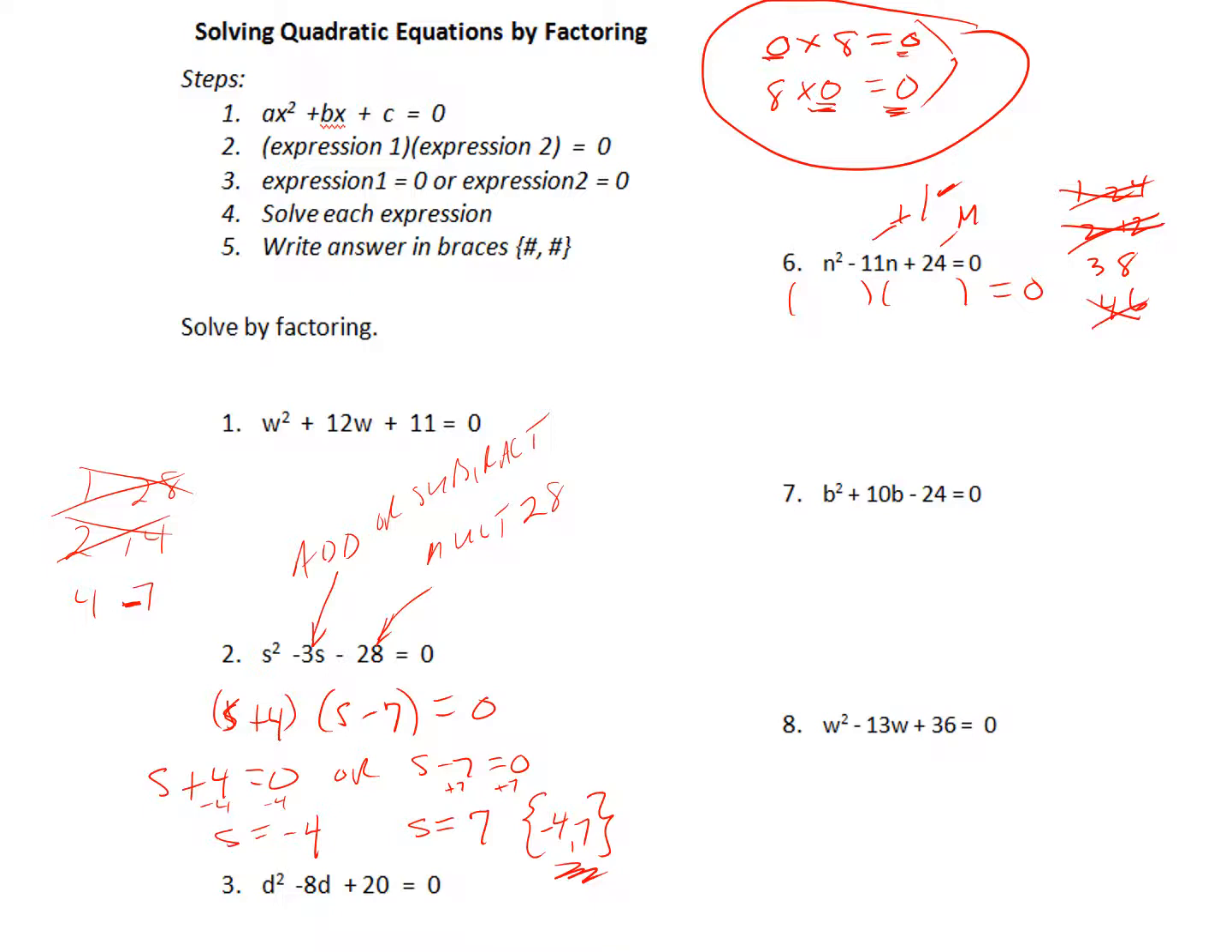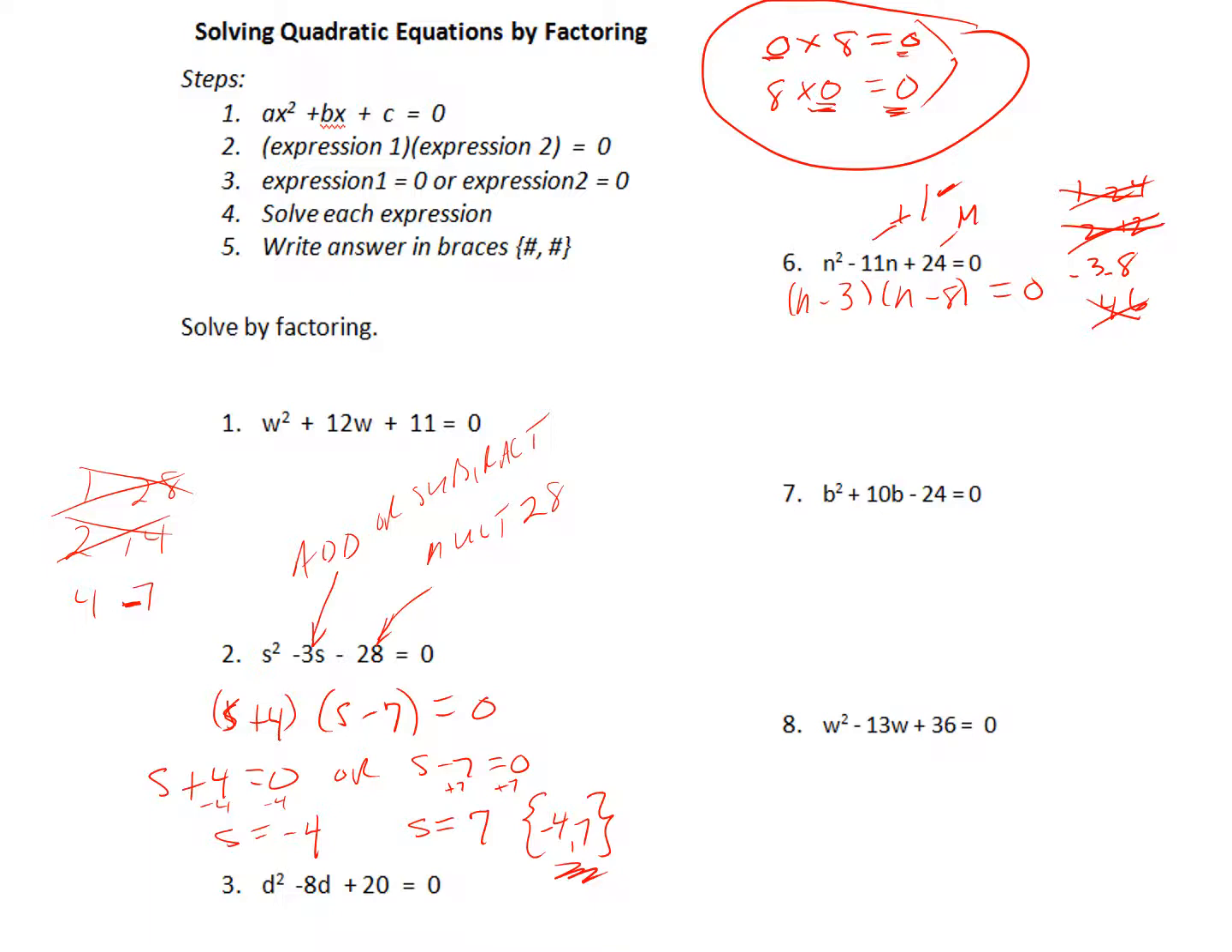And again, looking at the 24, it's a positive 24. But then 11 is negative, right? So if I add these two together, 3 and 8, and I get a negative number, that means they both had to be negative, right? To add these two numbers and have them be negative 11, they both have to be negative. And if I multiply them, negative 3 times negative 8, negative times negative is a positive, right? So those are the guys I'm looking for. I'm looking for n minus 3 and n minus 8.